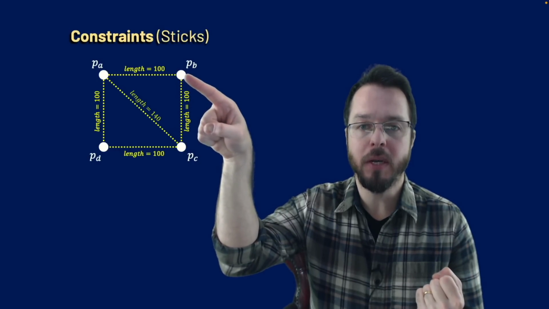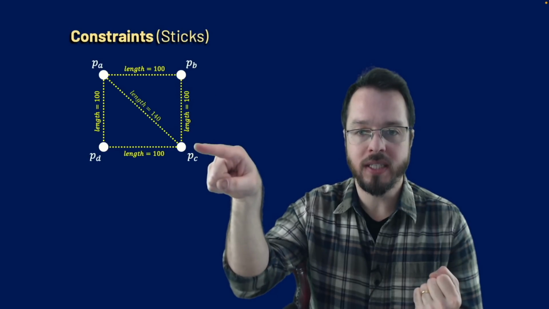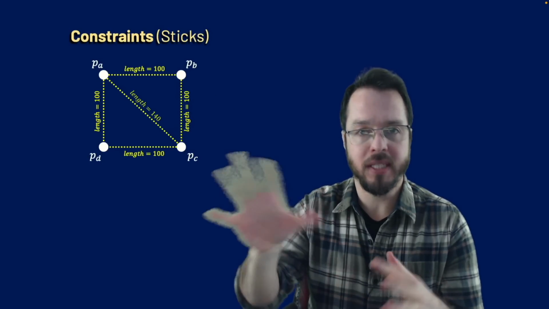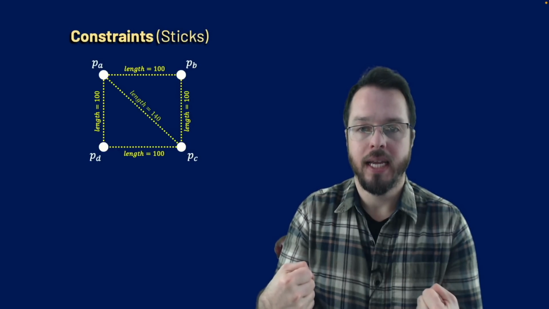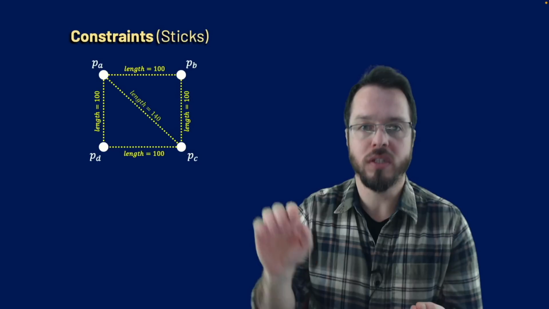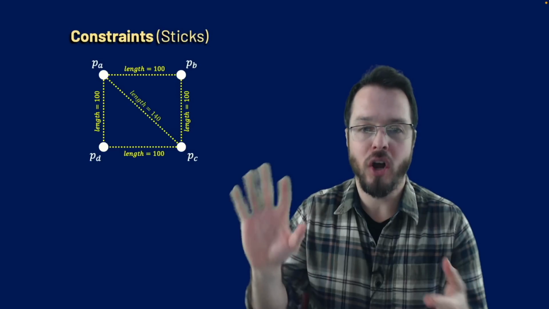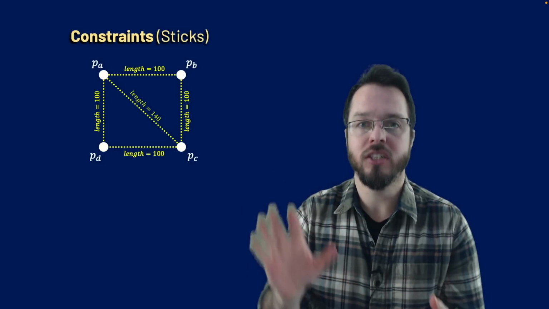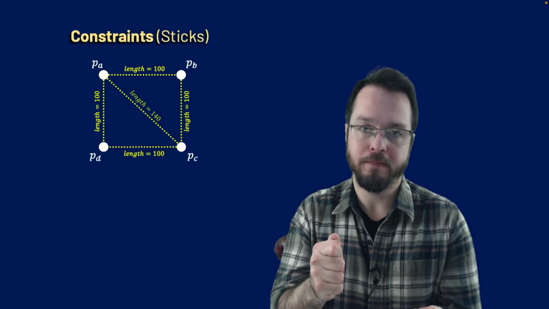And also, we have a stick between PB and PC, right? These 2 points. We need to maintain always a distance of 100. It doesn't matter what happens in our simulation, we need to enforce these constraints. And I'm calling it sticks because it is always static, right? It's always constant 100. There is no springiness, there is no soft body movement. Everything is just sticks. It's just a constant value of 100. We need to maintain that distance.